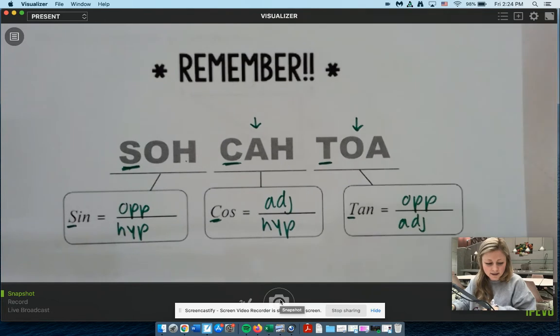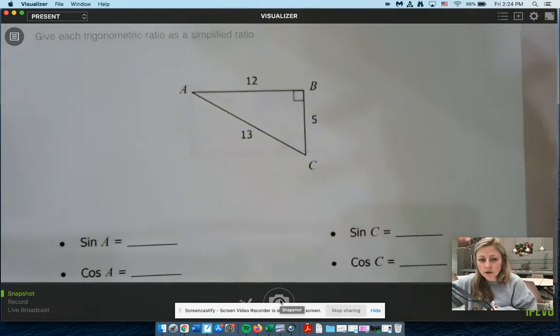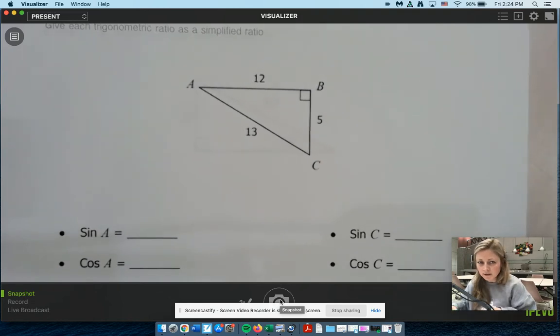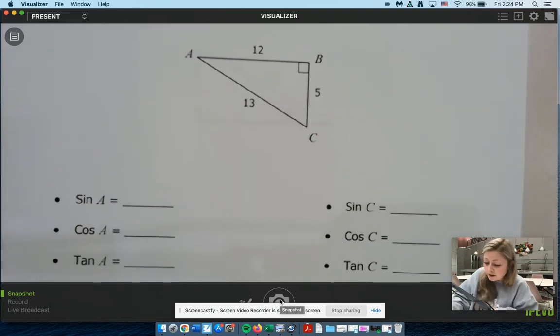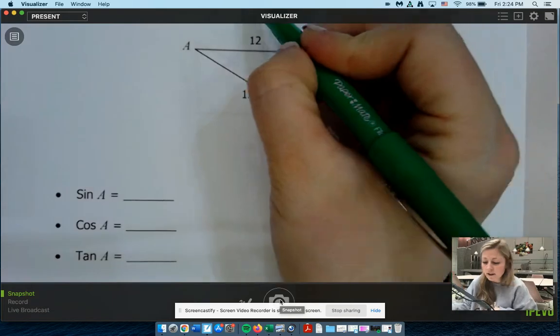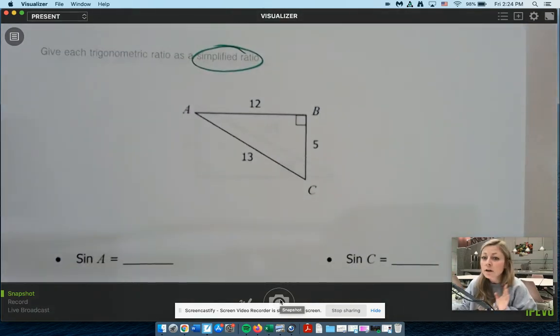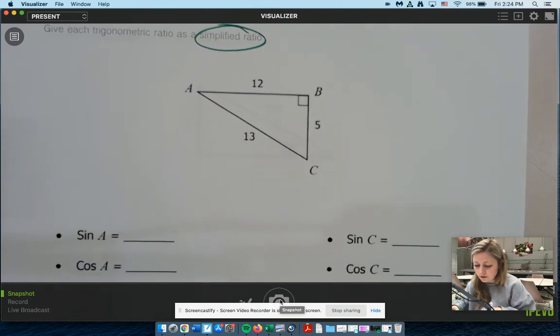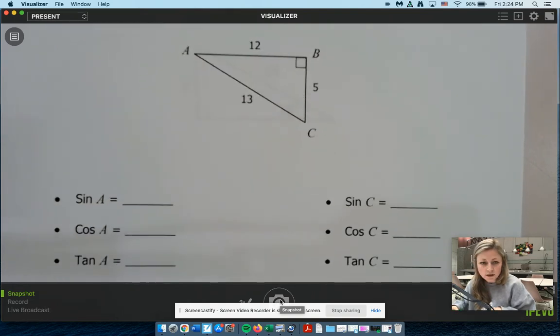All right, let's try writing these ratios. So it says give each trig ratio as a simplified ratio. So that's the other thing, simplified. I don't know if you want to underline that, not that you can see that right now. We always want it to be simplified if you can, okay? So I'm going to shimmy here.